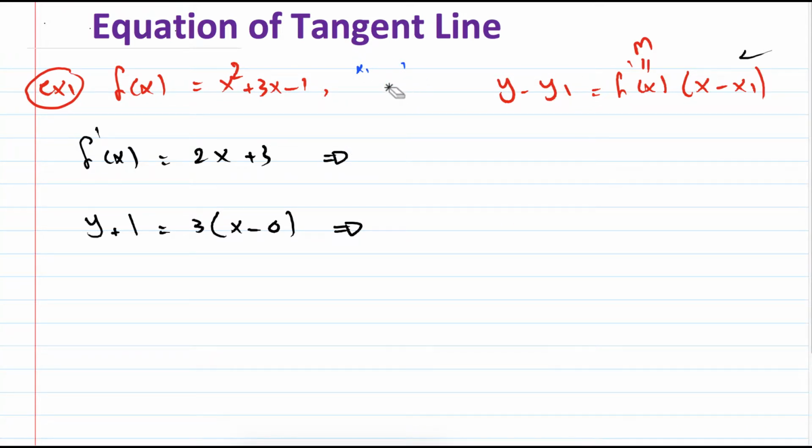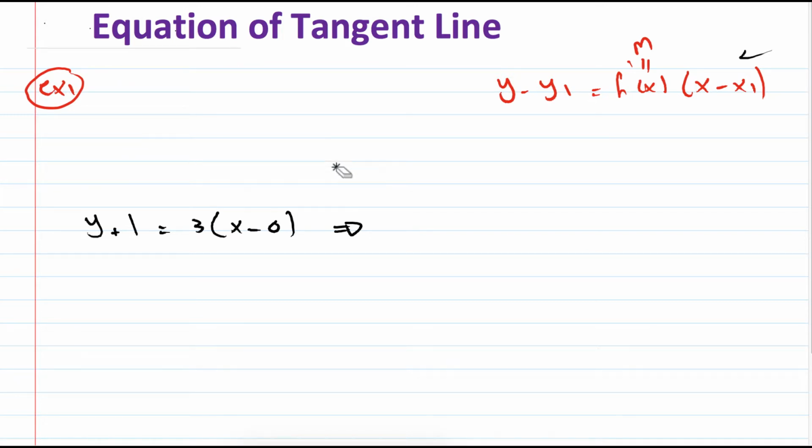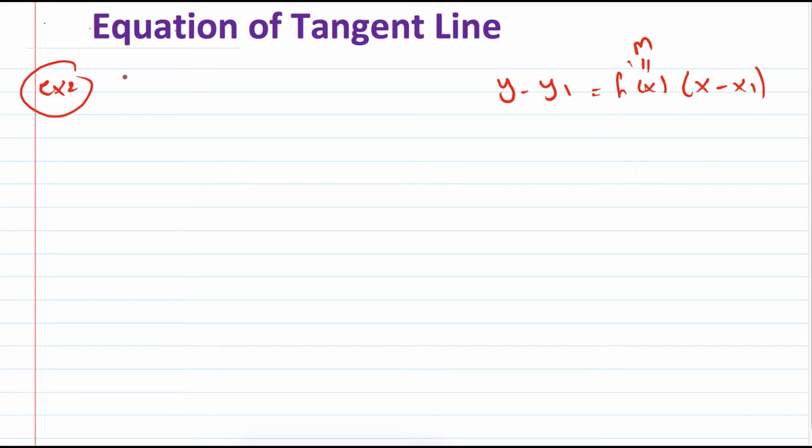Example 2. Suppose I have f of x equal to a rational function. So we have x minus 1 right here, and we have x to the 2 plus 8 right here, and I'm going to find the equation of the tangent line for this particular function at 1 and 0. So first of all, I'm going to find f prime of x.